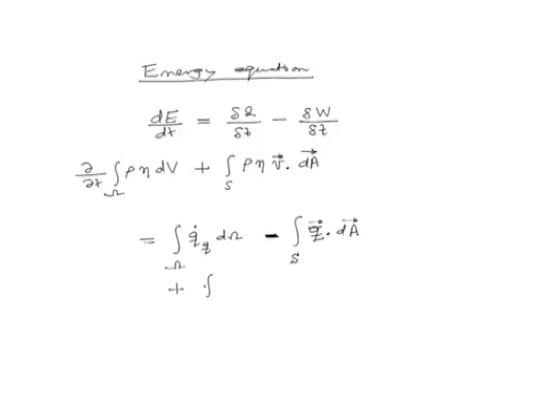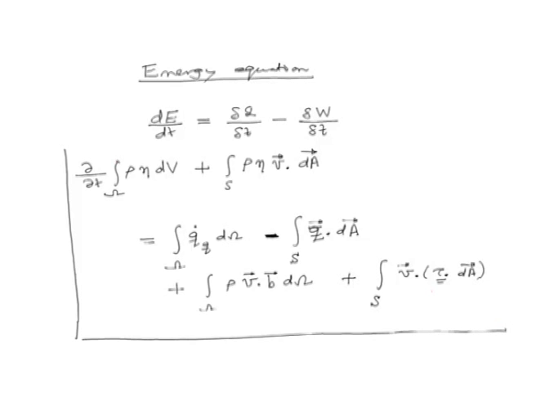Plus now work done term, work done by the body forces, rho v dot b d omega, and the last one is work done by the surface forces, v dot tau dot dA. So, this is our integral form for energy equation.